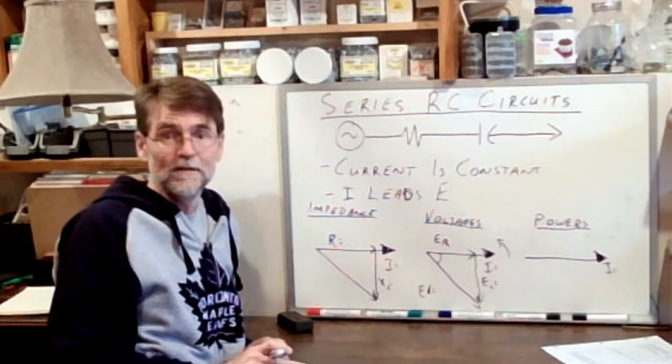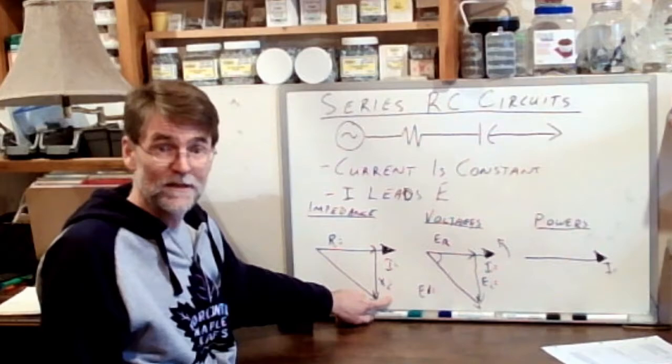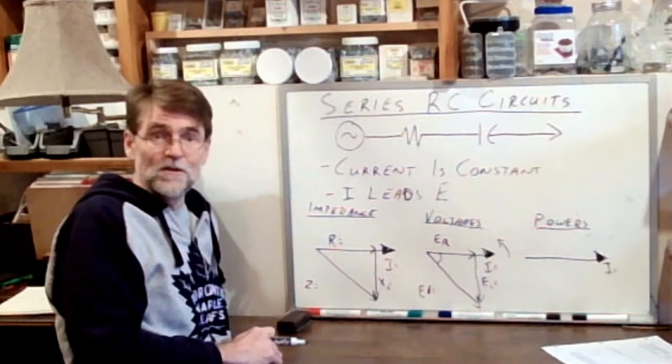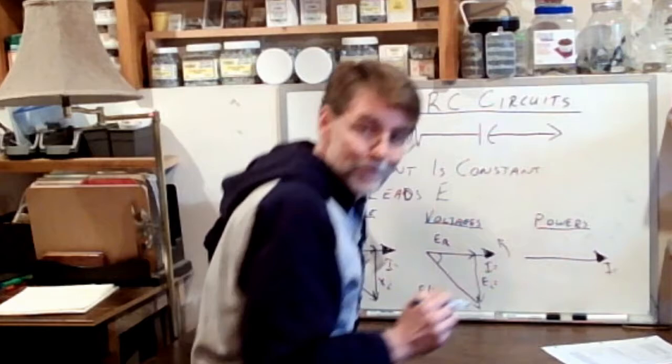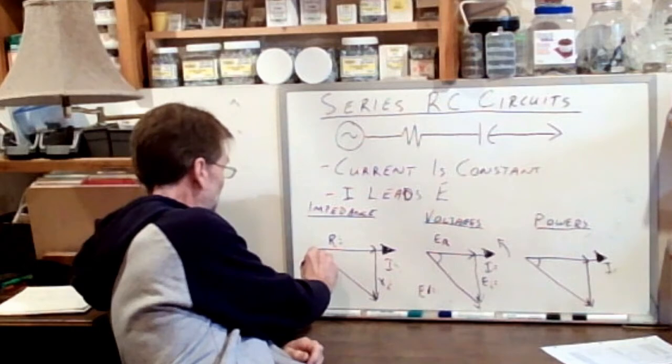XC, capacitive reactance. So the resistance added to, with the appropriate phase relationship, the capacitive reactance gives us our total impedance of the circuit. So Z is the hypotenuse of our impedance triangle. That is the total impedance of our circuit. And finally, our power triangle. So we'll draw the same three vectors, recognizing that that is the same angle there. I didn't draw it here, but that's the same angle there.